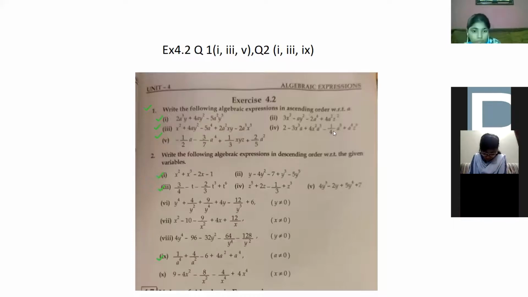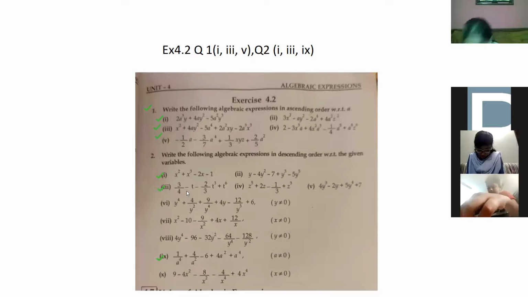Okay, Ali. Yes, Ali. Question number 3. t to the power 6 minus 2/3 t cube minus t minus 3/4 plus 3. Very good, Ali. Very good. Plus 3/4. When no sign is there with the first term, that means it's a plus sign. Very good, Ali. Excellent.